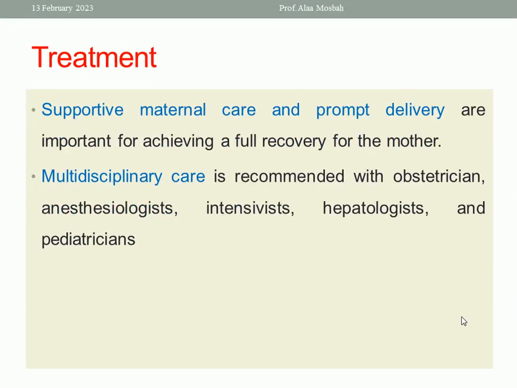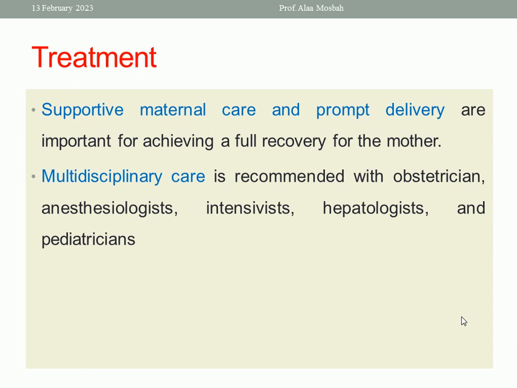Okay, here we are in treatment. This is an obstetric emergency. Please remember that. We should give support to the mother and deliver the fetus. This is an important and an emergency situation. So, supportive maternal care and prompt delivery are important for achieving full recovery for the mother.